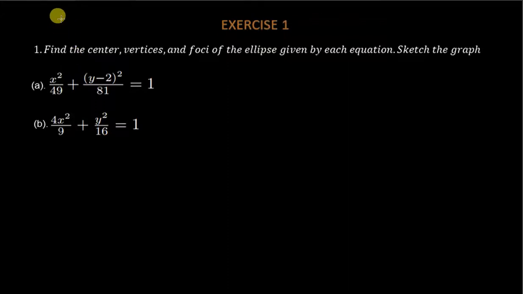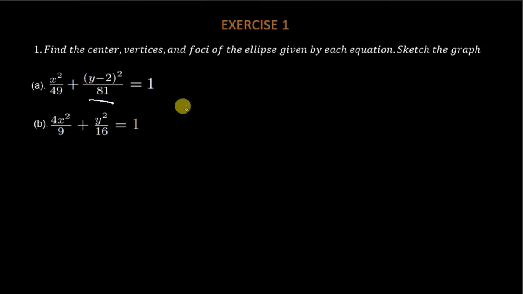Welcome to today's tutorial. We're going to look at the exercise that I recently gave you. The question says: find the center, the vertices, and the foci of the ellipse given by each equation, and sketch the graph after finding these. This one is straightforward, you don't even have to stress. I'll start with this one here.